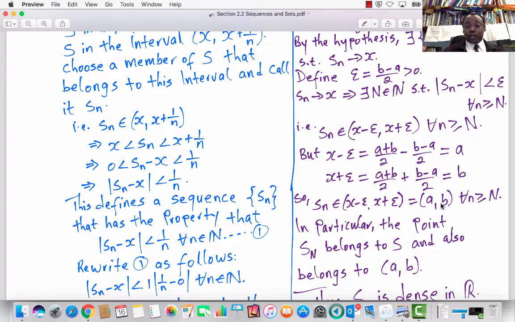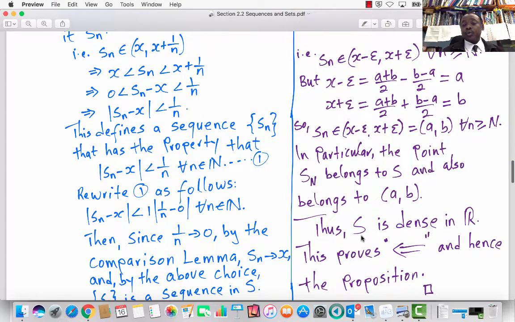So in particular, S index uppercase N is an element that belongs to S and also belongs to the open interval AB. We picked our open interval AB arbitrarily. A and B are real numbers, A less than B, and we have found an element S index uppercase N from S that is in that interval. Therefore, we can conclude that the set S is dense in R, and we have proved the reverse direction and hence the proposition.